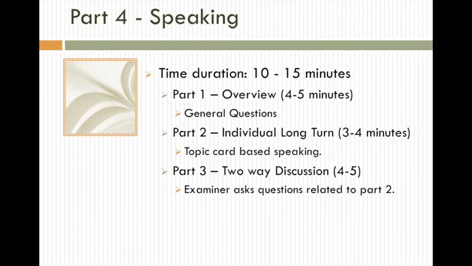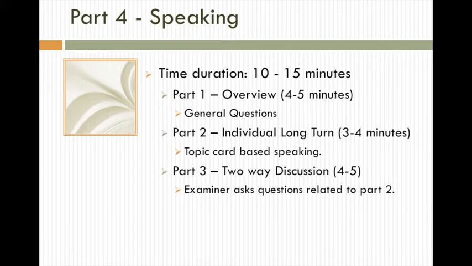The speaking part, which lasts for 10 to 15 minutes, is further divided into three components. The first one is known as the overview, which lasts for 4 to 5 minutes. It will have general questions regarding your family, your interests, your hobbies, and yourself. For instance, one examiner might ask you, "What may I call you?" or "What do you like to do in your free time?"